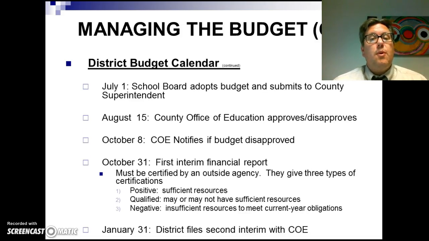So July 1st, the school board adopts the budget to send to the county superintendent. The county office either approves or disapproves. You'll read more about the way they approve, looking at a positive, a qualified, or negative budget approval. County notifies the budget of disapproval, if that's the case, in October. With knowing the 31st, the first interim financial report must be certified by an outside agency, pretty much saying how we're certified with that positive, qualified, or negative. Knowing that we hit back into January, second interim report comes into play. So that's a constant flux that needs to be done.